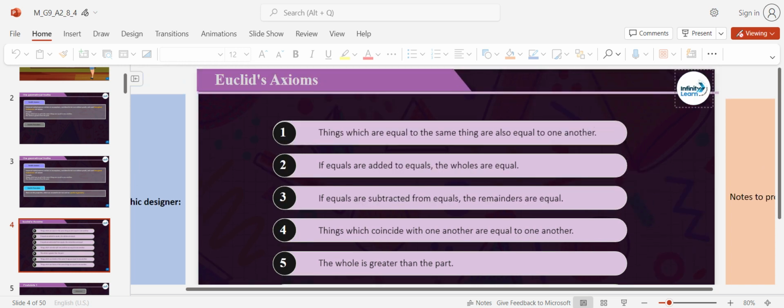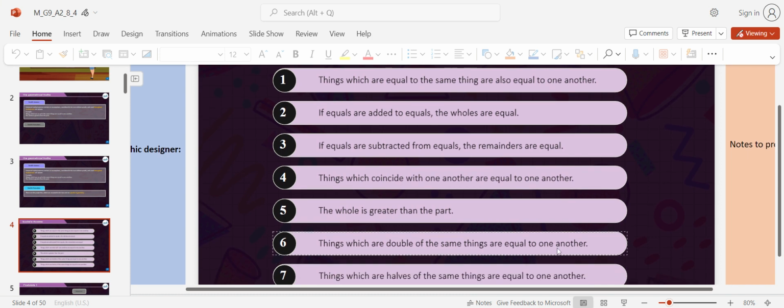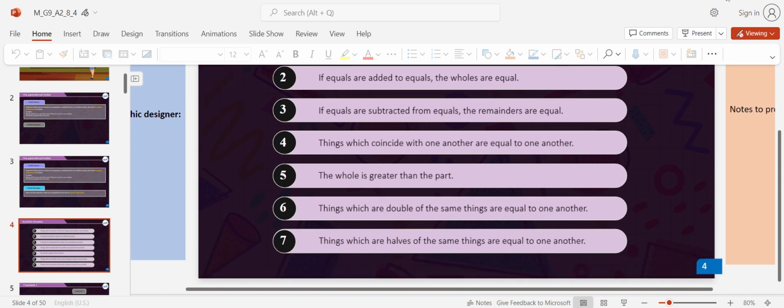Euclid's axioms. Things which are equal to the same thing are equal to one another. If equals are added to equals, wholes are equal. If equals are subtracted from equals, then the remainders are equal. Things which coincide with one another are equal to one another. Whole is greater than the part. Things which are double of the same thing are equal to one another. And the last one, things which are half of the same thing are equal to one another. It is clear to each and everyone.